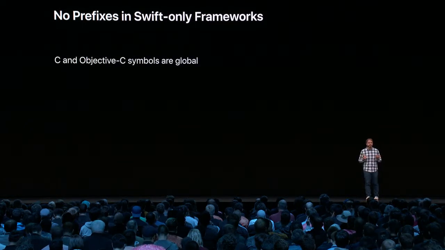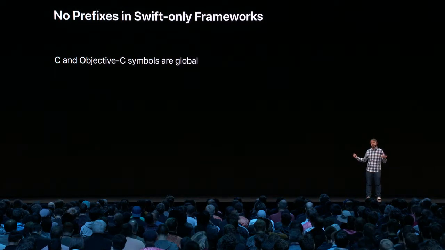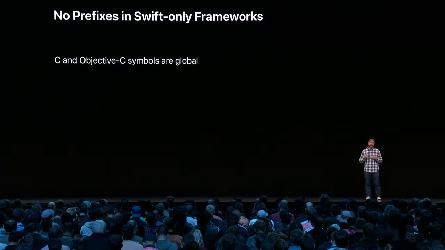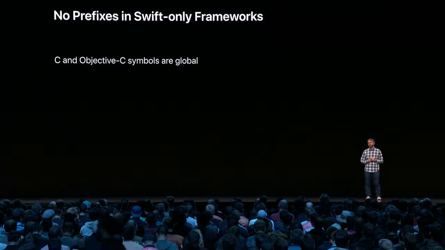Now, in C and Objective-C, we had to use prefixes because every symbol was in the global namespace with no good way to disambiguate. And for that reason, both Apple and developers had to stick to a really strict prefixing convention. And for consistency, we're going to keep using prefixes on the Swift versions of APIs that also have an equivalent in Objective-C.